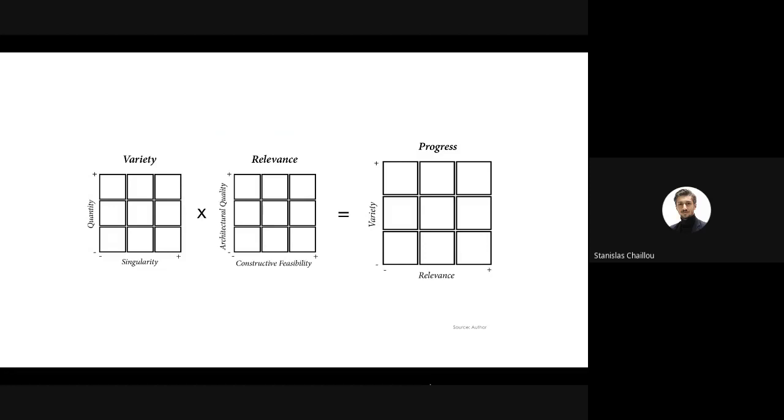Variety simply means quantity times singularity. So it means I want a lot of options that are singular, that are unique, that are different from one another. That is variety. The second notion, relevance, in our field is architectural quality, architectural relevance versus constructive feasibility. Does this make sense architecturally? And then other things: can I build it? If you cross-reference variety and relevance, then you get progress. This progress metric is saying, well, am I moving towards more variety and relevance in the things I create with my computer, or am I just declining in this respect?